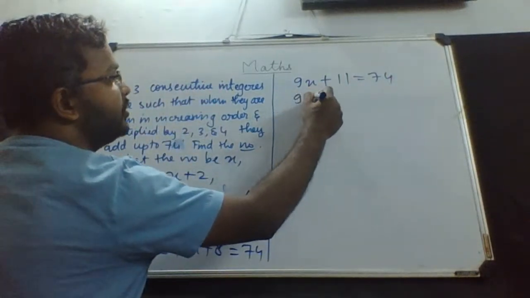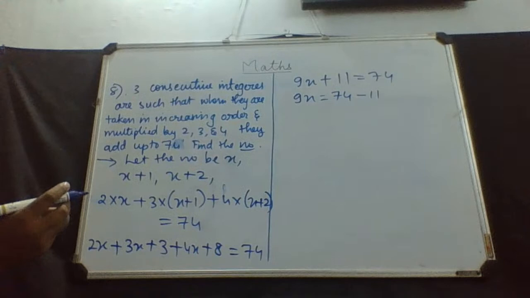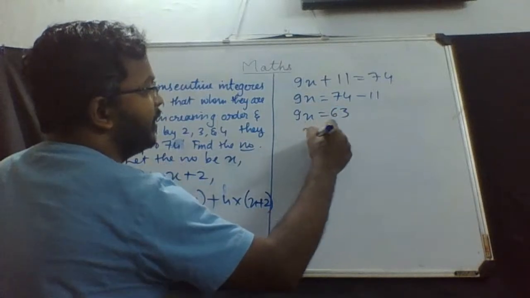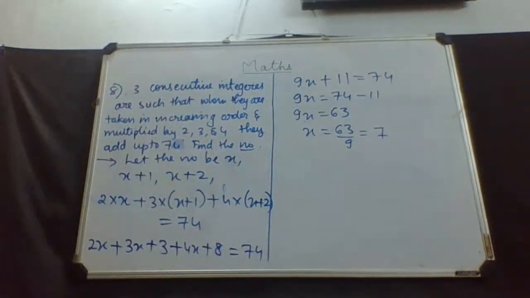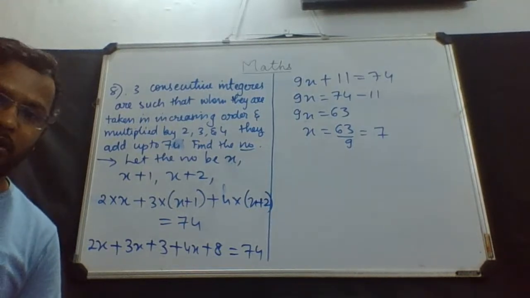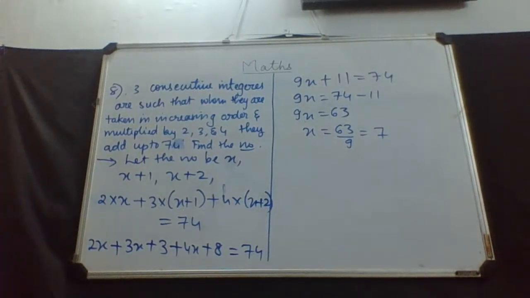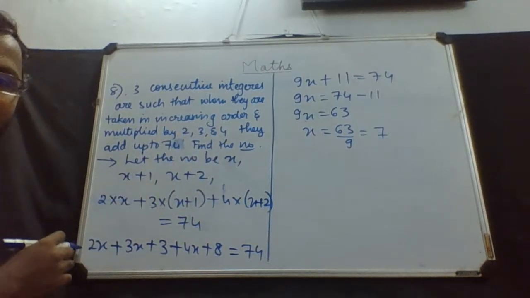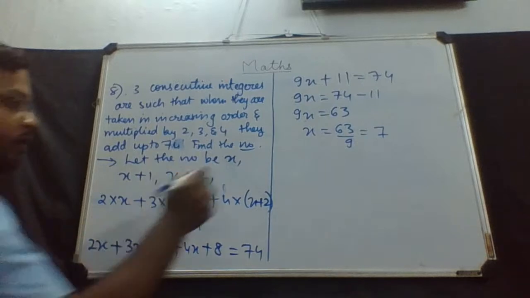Then 9x is equal to 74 minus 11. This plus 11 I am sending to the other side, it becomes minus 11. So 9x is equal to 63. Then x is equal to 63 divided by 9. We will get 7. So very good. Now, are they asking you to find the value of x? Obviously not. They are asking you to find the numbers. Whatever the numbers, let the first number be x, the second number x plus 1, and the third number x plus 2. So you can find the numbers.